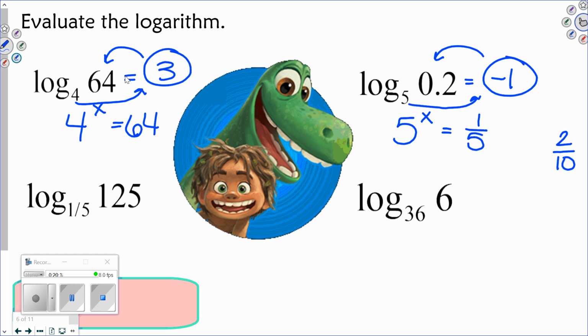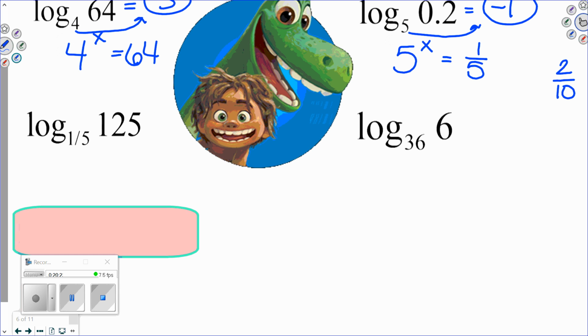All right. Next one. Log base 1/5 of 125. First, what is it asking me? Okay, so let's stop and think for a minute. It started with 1/5, but it's no longer a fraction. It has to have a negative because it moved it back up. So I know it's negative. And then 5 to what power is 125? It'd be 3.